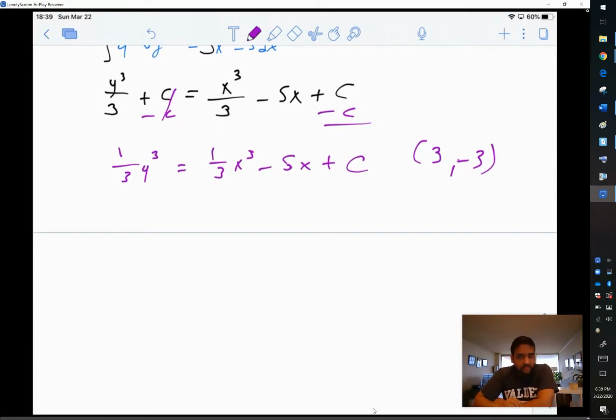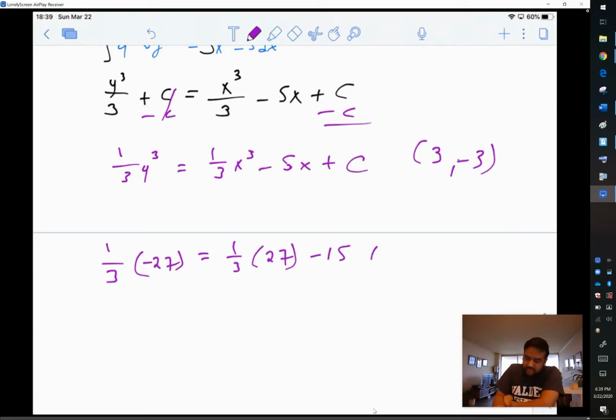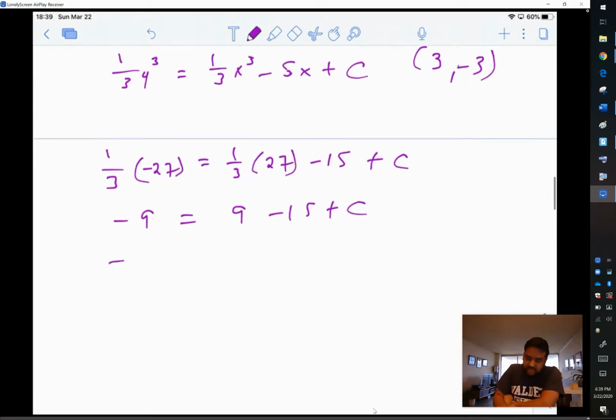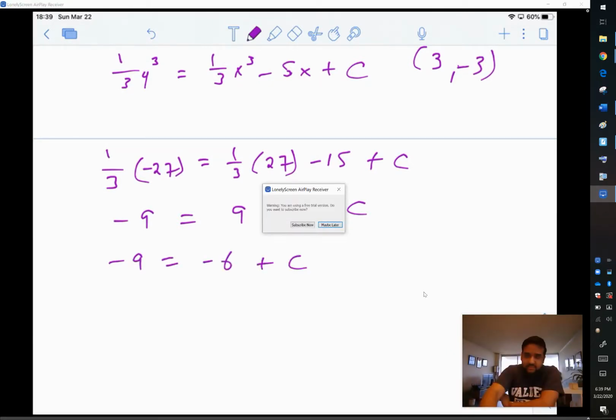And if I do that, all that remains should be a c term, which means I can find c. So 1/3 -3 cubed is -27 equals 1/3 3 cubed is 27 minus 5 times 3, 15 plus c. Over here I get -9. Over here I get +9 minus 15 plus c. A little bit of simple arithmetic, that's -9 equals -6 plus c. Add 6 to both sides, and you get -3 equals c.